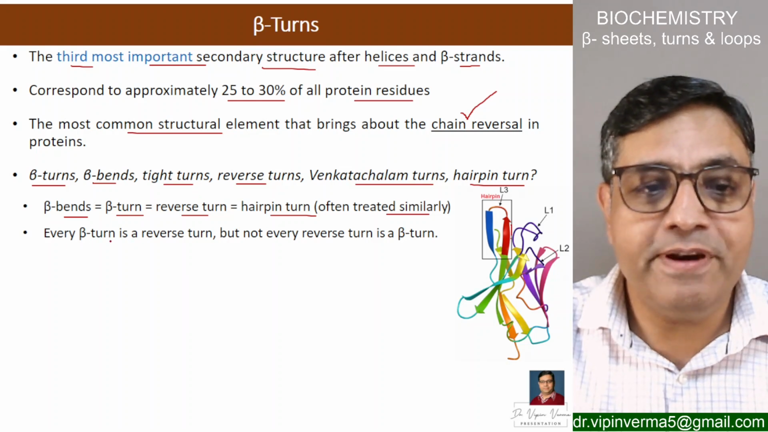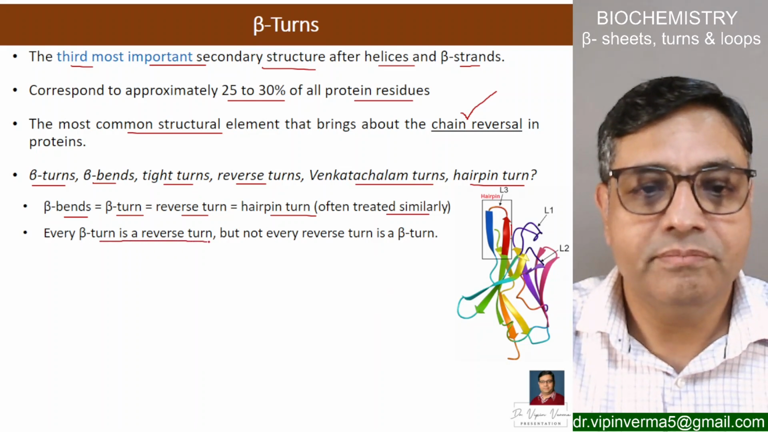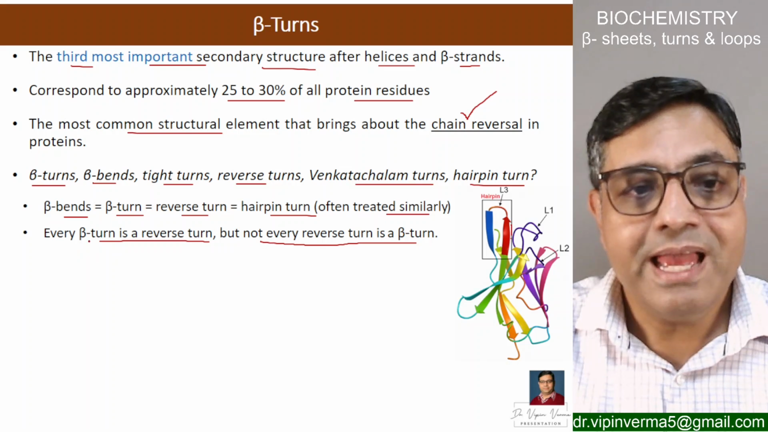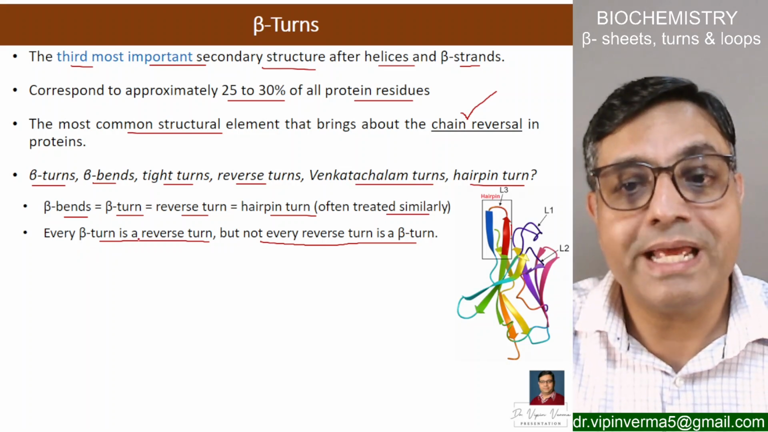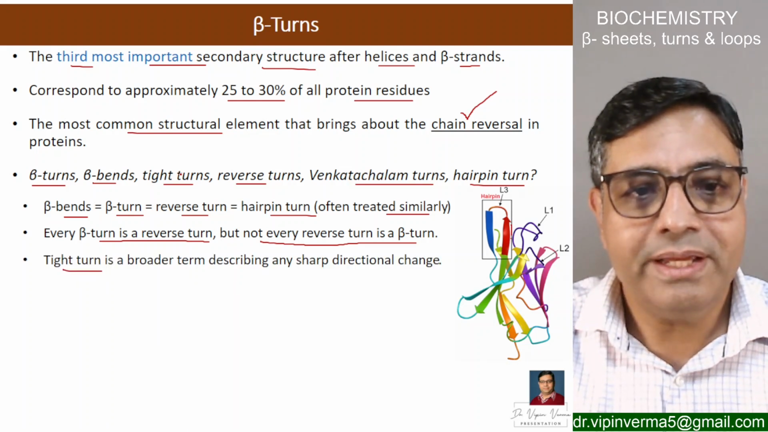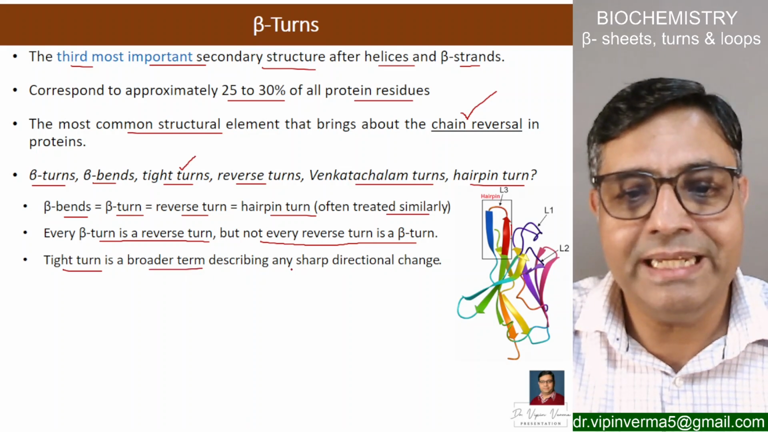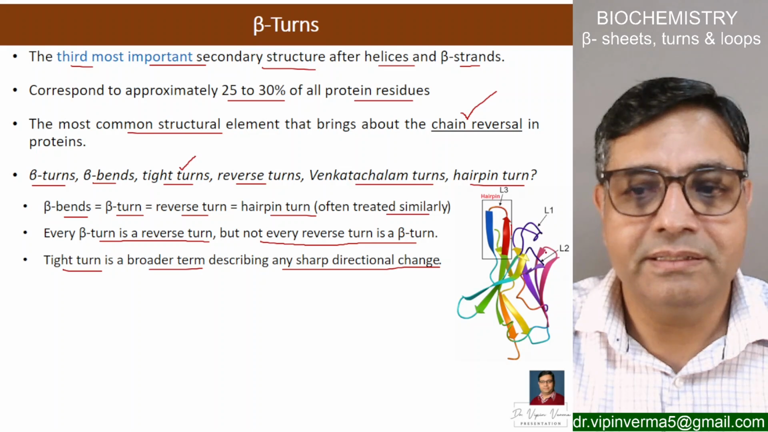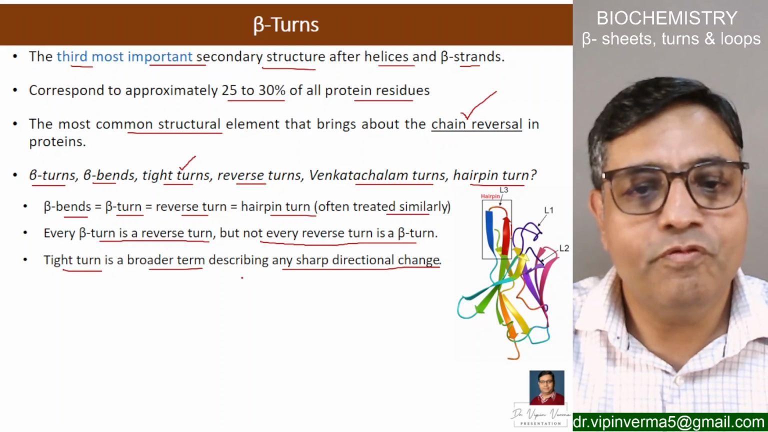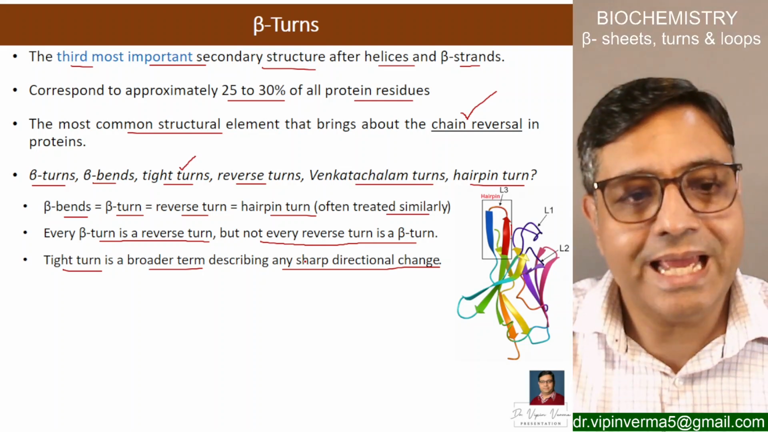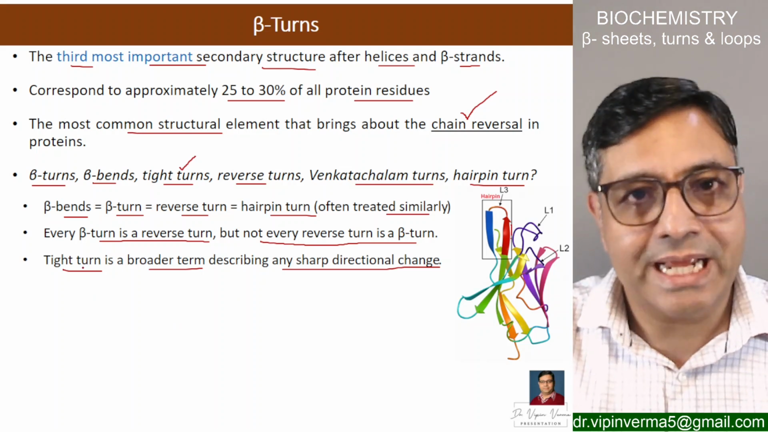Now remember that every beta turn is a reverse turn, but not every reverse turn is a beta turn. Then tight turn, it is a broader term which describes any sharp directional change. So this can also be seen as a tight turn, and this can also be seen as a tight turn. Wherever there is a sharp directional change, not necessarily 180 degrees, we call it a tight turn.